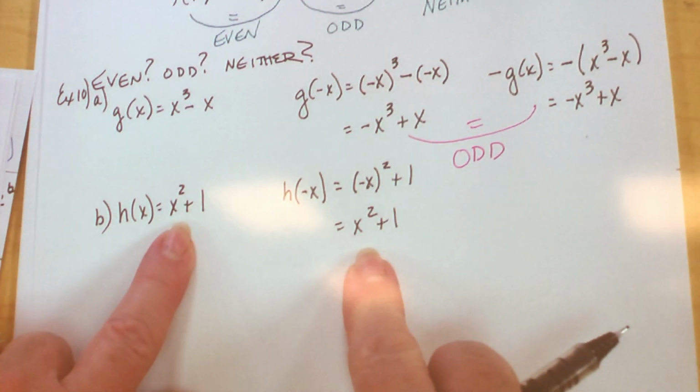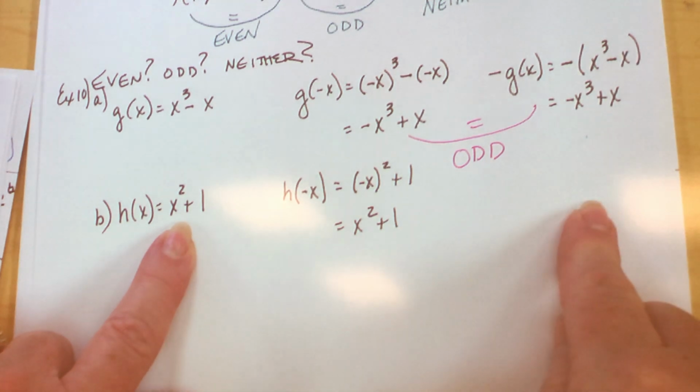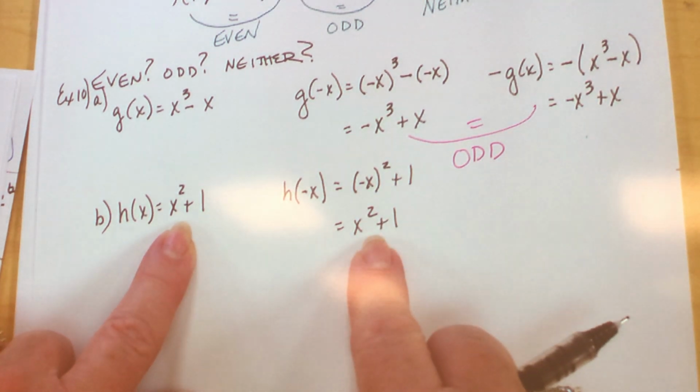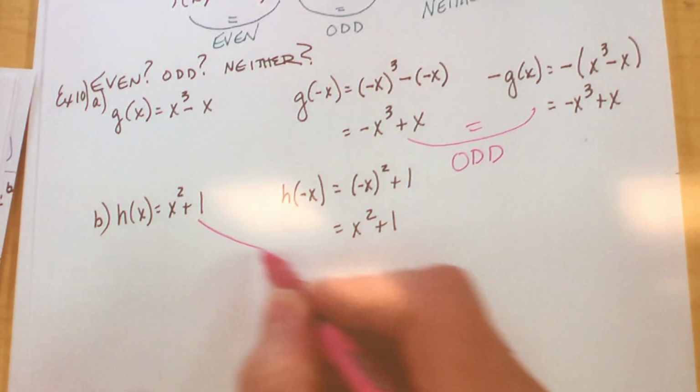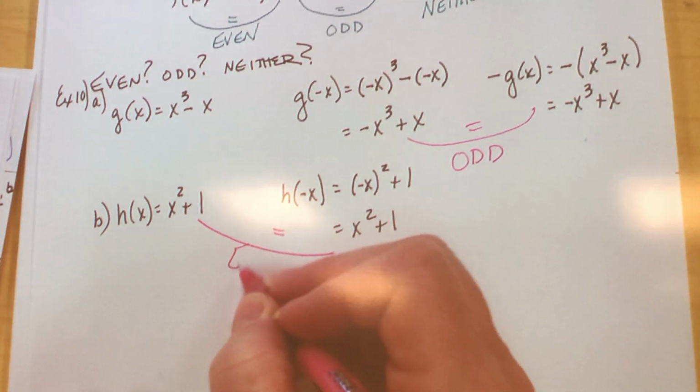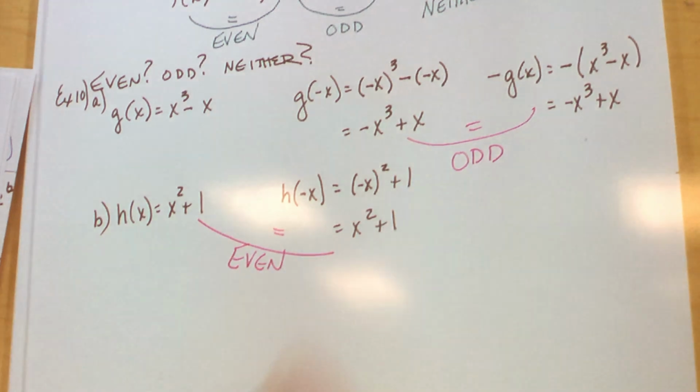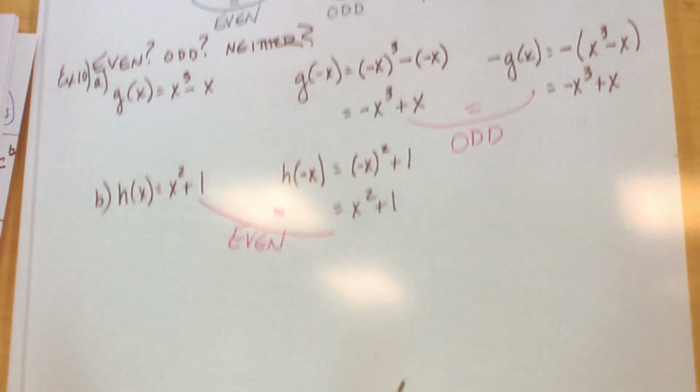Are these equal to each other? Do I need to do the last one? People, if you already know what it is, why do you want to do more work? That's crazy. Check yourself. These are equal to each other, so it's what? Even. Anybody got a question?